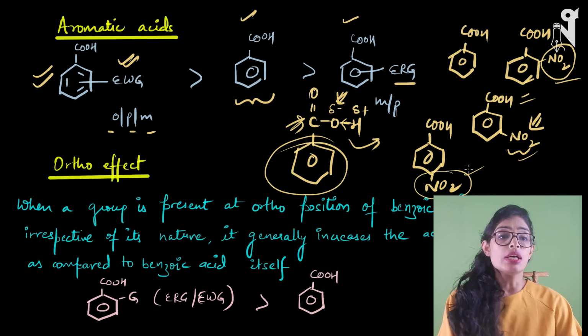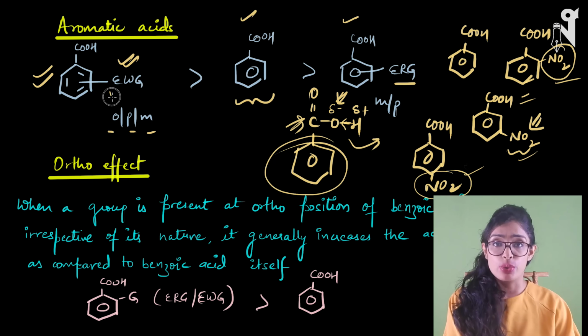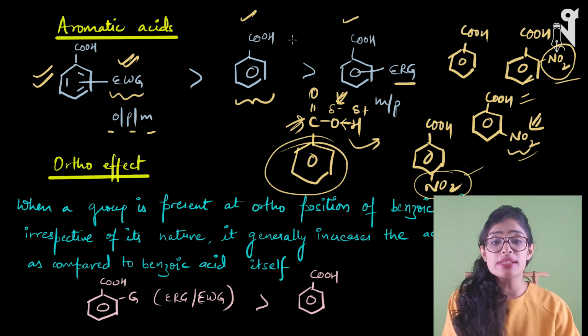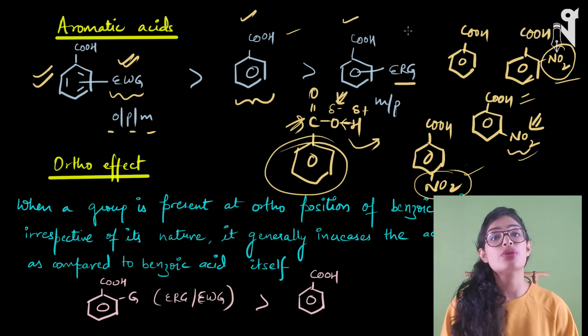So the most acidic aromatic acid will be the one which is substituted with an electron withdrawing group, then your normal benzoic acid, and then the one with the electron releasing group. That's how the generic order is going to be.